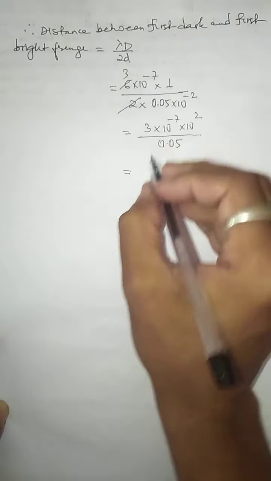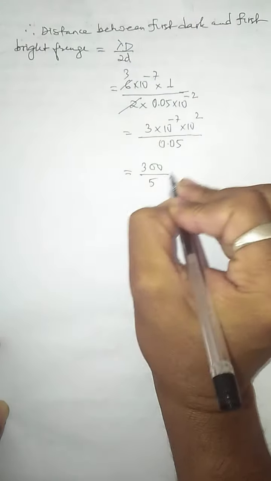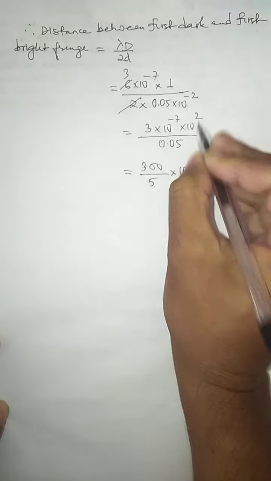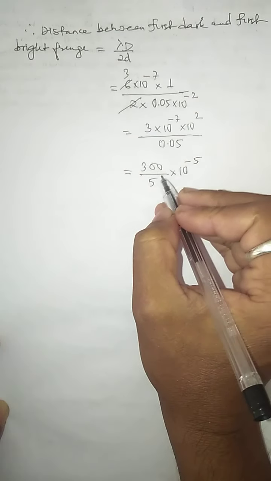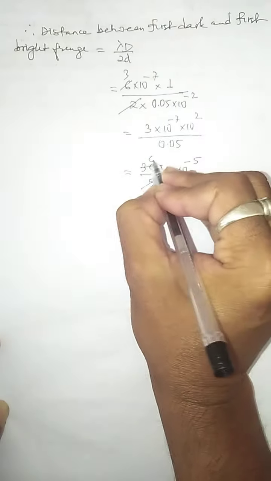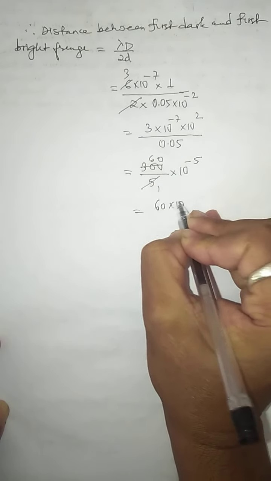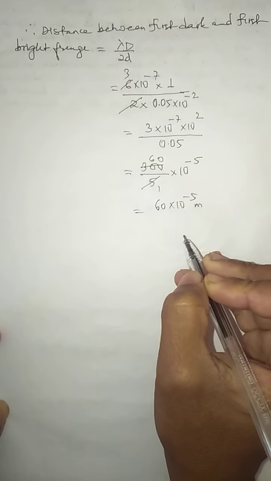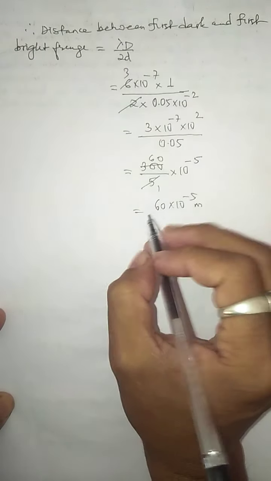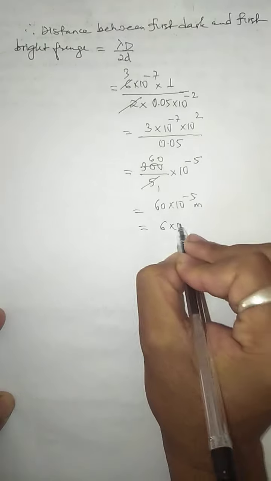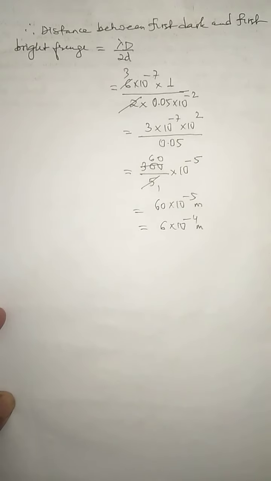Now we can remove the decimal and cancel. If I remove the decimal, it will be 300 by 5 into 10 to the power minus 7 plus 2, which means minus 5. Now we can divide. 5 1s are 5, 5 6s are 30. So it will be 60 into 10 to the power minus 5 meter. But I can write this even as 6 into 10 to the minus 4 meter.